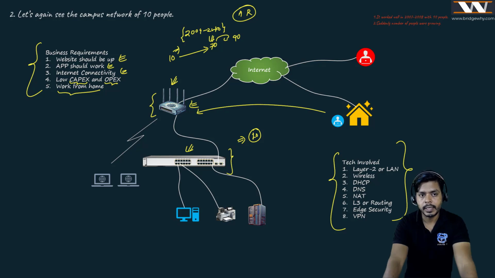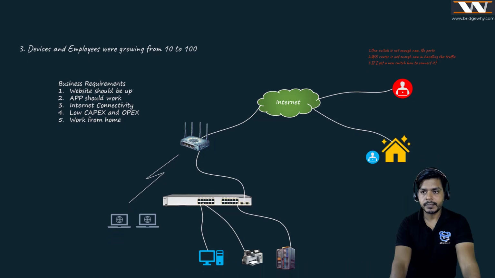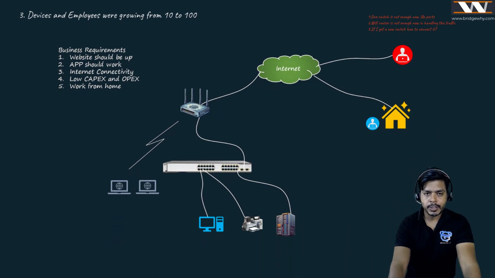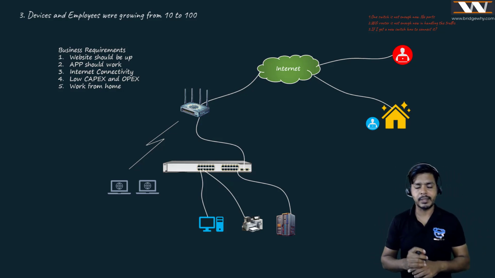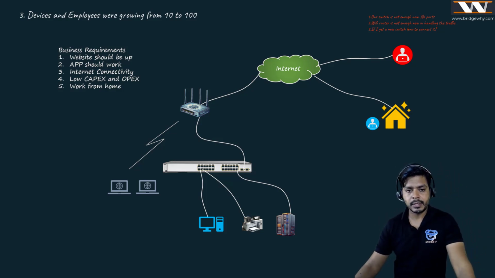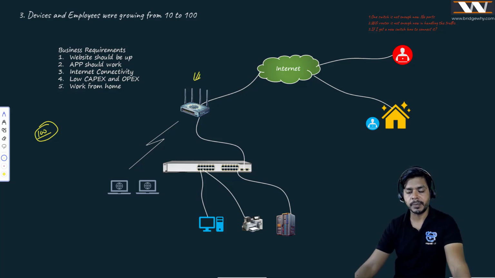So without delaying anything, let's talk about what the business or requirement changes are when we move from 10 to 100 people. First of all, before thinking about the requirement changes, do you really think this network can be sufficient for 100 people or devices? Let's see what is going to be the problem. The first thing is that this router is going to be a choking point. What is the meaning of choking point?